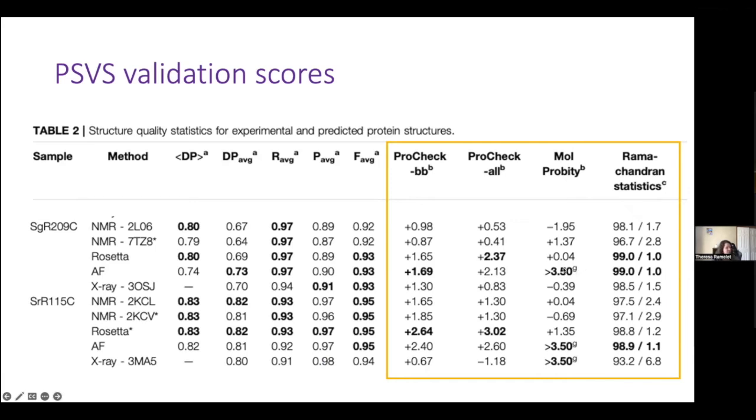And so we put that as greater than 3.5 standard deviations away from average for the Z-score. So these structures are very good quality, and they also match the data very well. So that's a win-win, right? That's our goal, is to have structures that match the data and also have good quality scores.